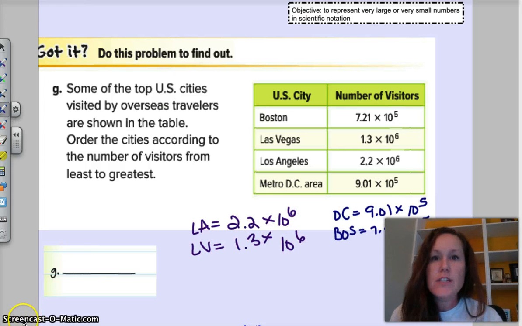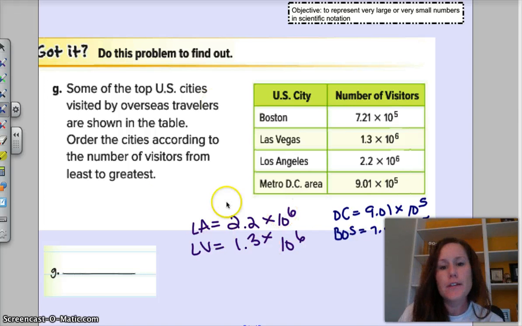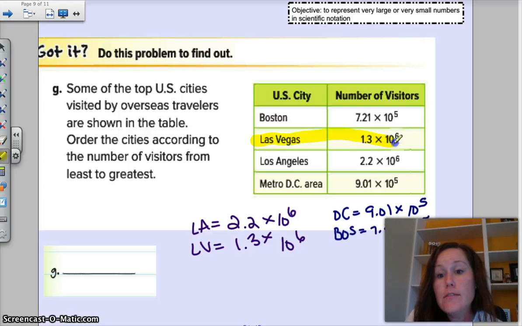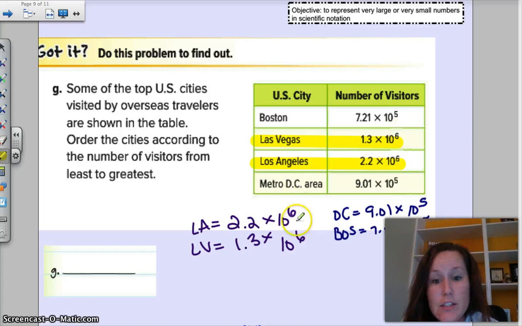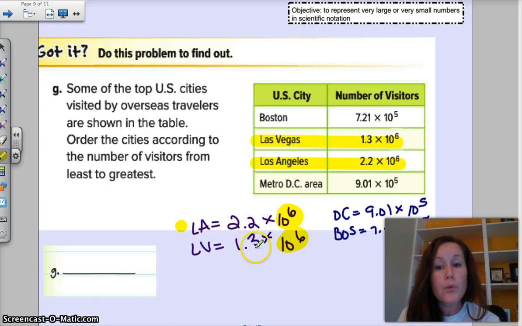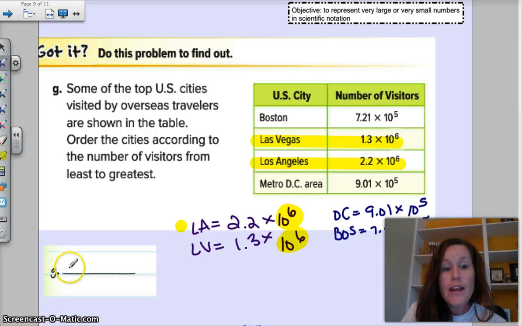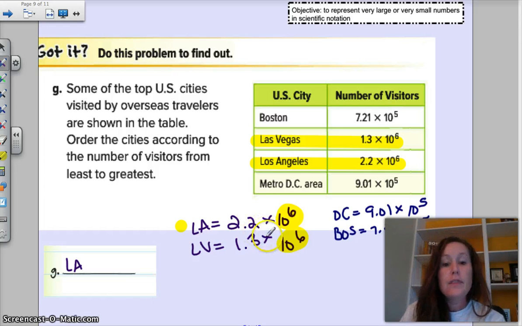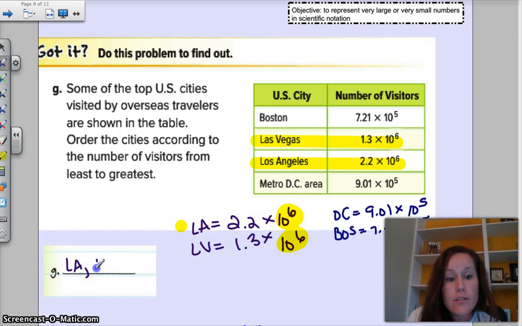Boom, a bunch of stuff should have shown up on your screen. If you look at this, I have started with my Las Vegas and my Los Angeles. They both have a power of 10 to the 6th. So here's those two right here. I put LA on top because 2.2 is greater than 1.3. So I know that LA is going to be my greatest amount. Next is going to be Las Vegas because it is just less than 2.2, but it has the same power.